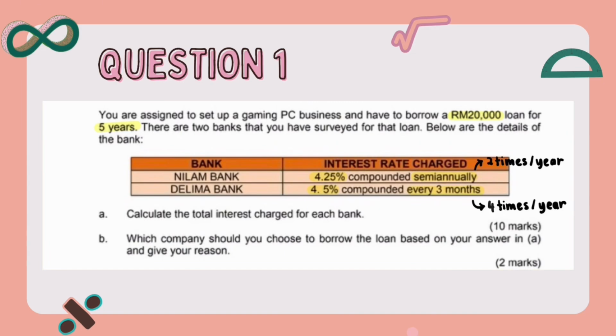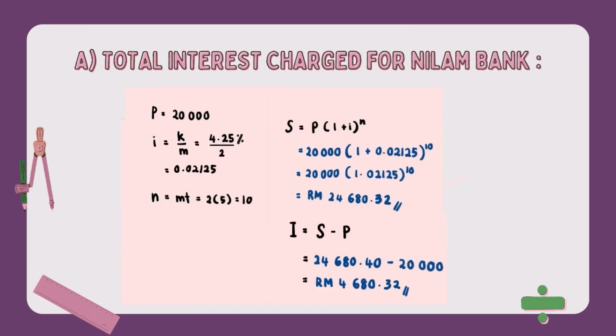So let's highlight all the information given. To solve the problem, we will calculate the total interest charge for each bank using the formula for compound interest. The first step is to calculate the total interest for Nilam Bank. Let's list out all the information from the text, which is P 20,000, I equal to 0.02125 and n equal to 10. Then replace the information to the formula. S equal to 20,000 in bracket 1 plus 0.02125 in the power of 10.